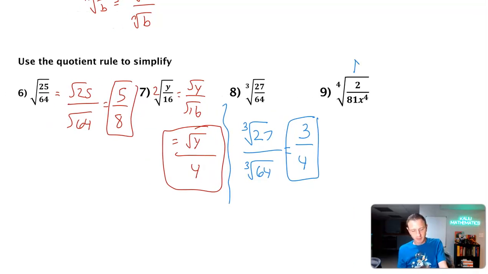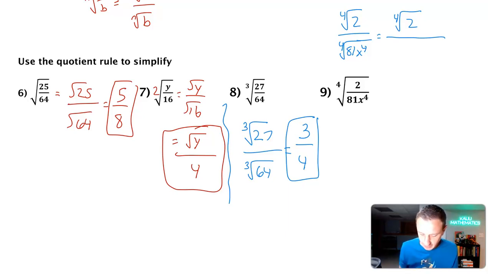And finally, number 9, I'm going to go up here because I think I'm getting close to my camera. We have the fourth root of 2 over 81 x to the fourth. So let's just rewrite it as the fourth root of 2 over the fourth root of 81 x to the fourth. On the top, we have the fourth root of 2 over, because I can't take the fourth root of 2, over fourth root of 81. That is going to be 3, because 3 to the fourth is 81. So that's going to be just 3.